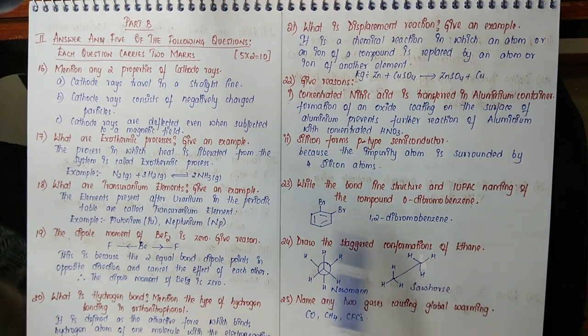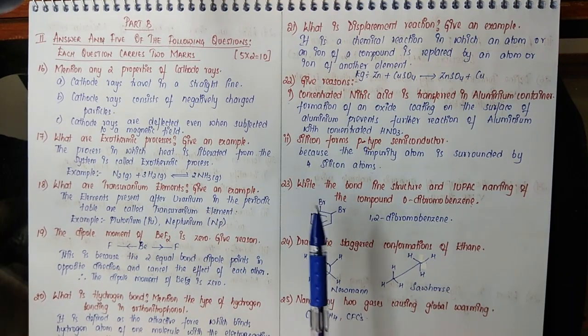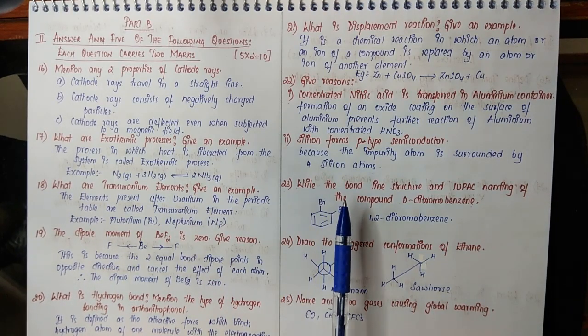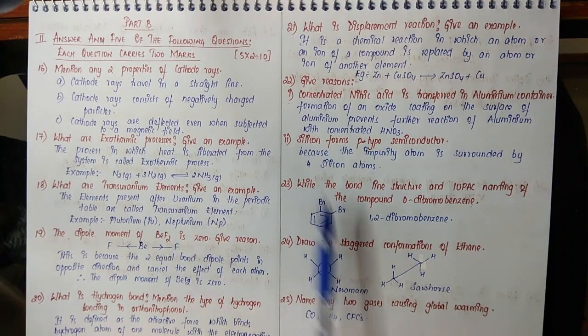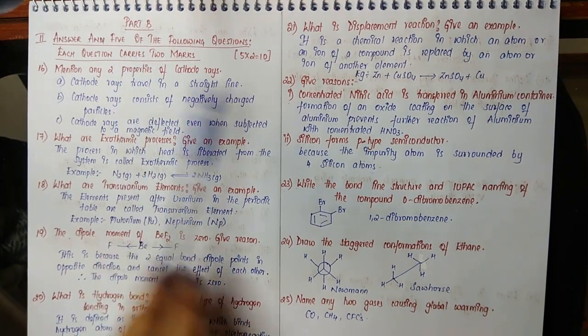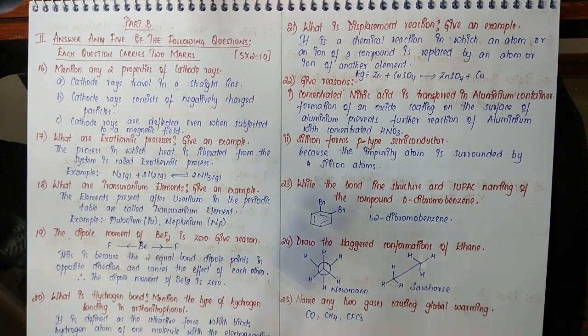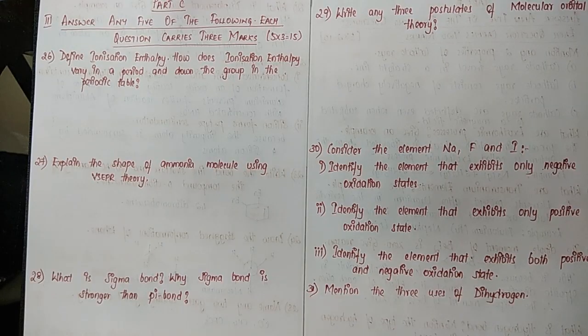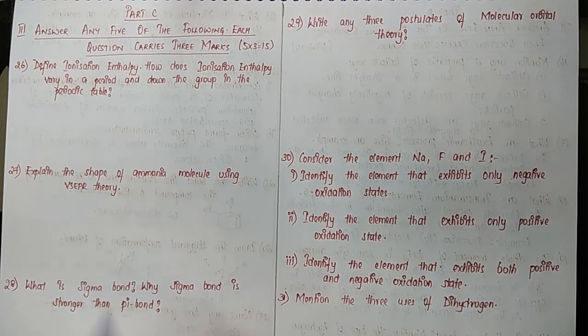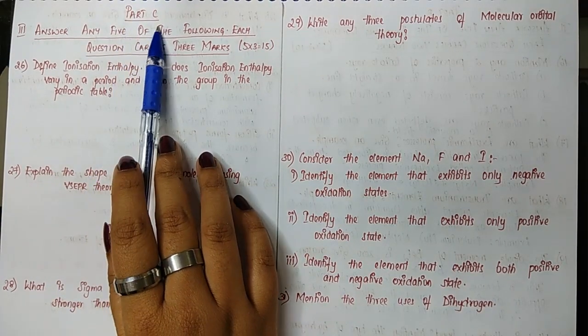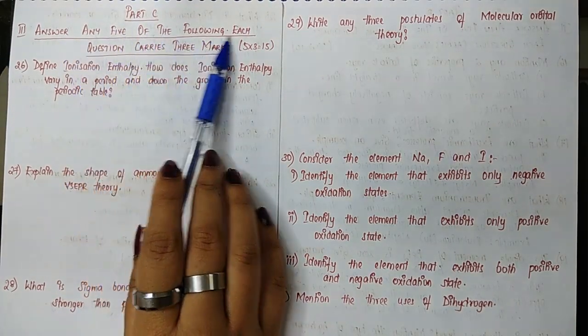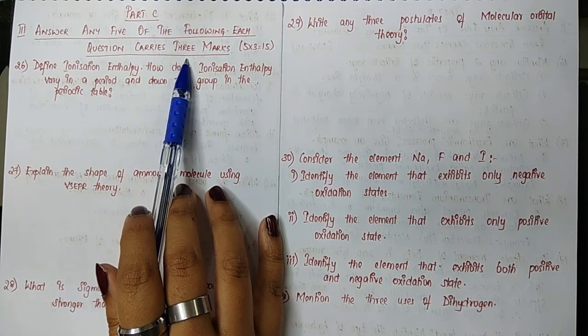So here part B is again a mixture of all three parts in chemistry, physical, inorganic and organic chemistry. Out of that you are given 15 questions, you can answer any 10 questions. Each question is carrying 2 marks. So now moving on to part C. Here we can answer any 5 questions where each question carries 3 marks.